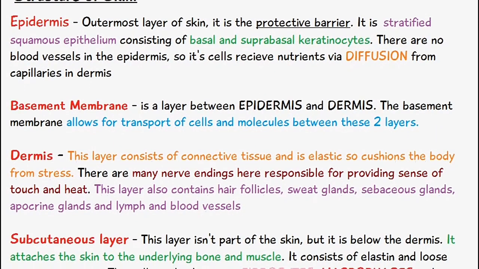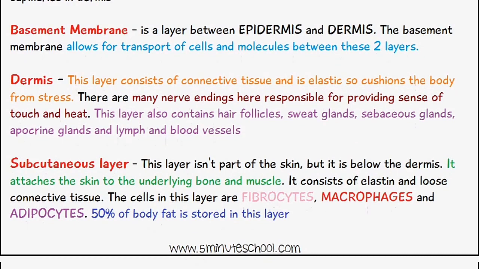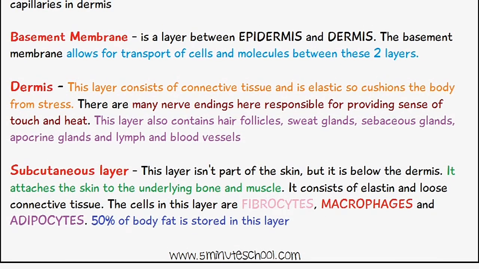Now, what's in between the epidermis and the dermis is the basement membrane, and this allows for transport of cells and molecules between the two layers. The layer following is known as the dermis. This is a layer which consists of connective tissue and it's elastic, so this is what cushions the body from stress. And there's quite a lot of nerve endings in this layer responsible for providing the sense of touch and heat. And this layer also contains hair follicles, sweat glands, sebaceous glands, apocrine glands, and lymph and blood vessels.